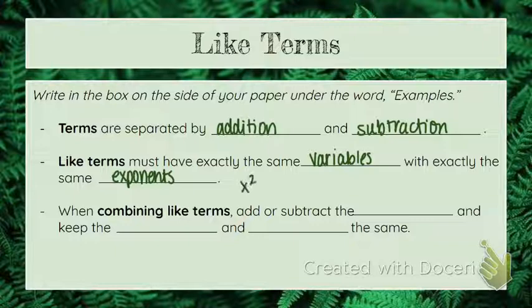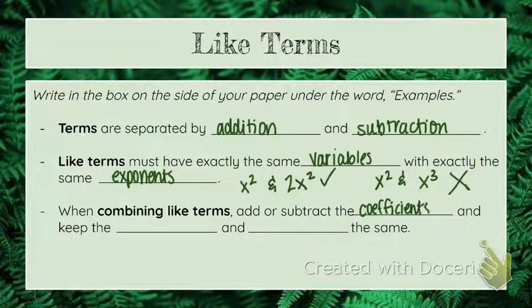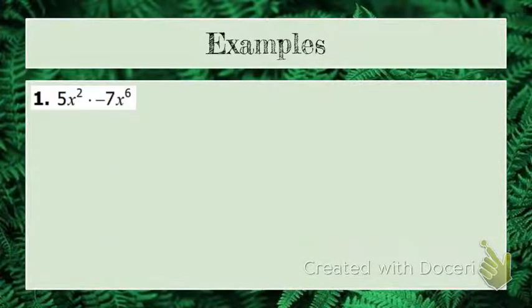So x squared and 2x squared, those are like terms. But x squared and x to the third, those are not like terms. All right, when combining like terms, you add or subtract the coefficients, so the number in front of the variable, and keep the variables and exponents the same. And we're going to practice this some. Our first example comes from number 1, and this is just multiplication.